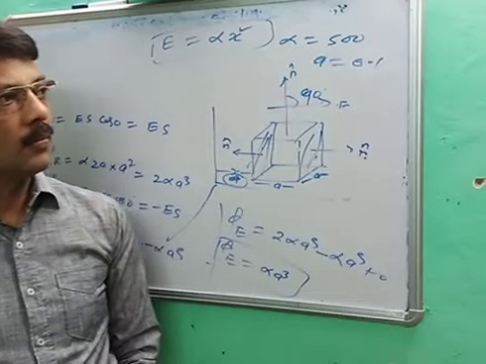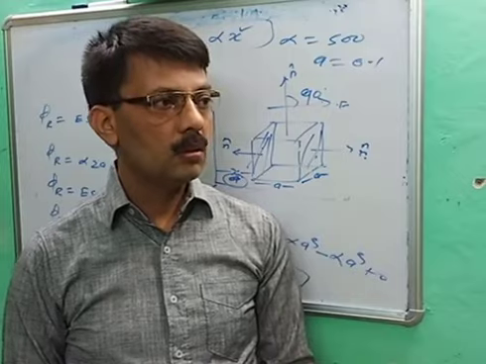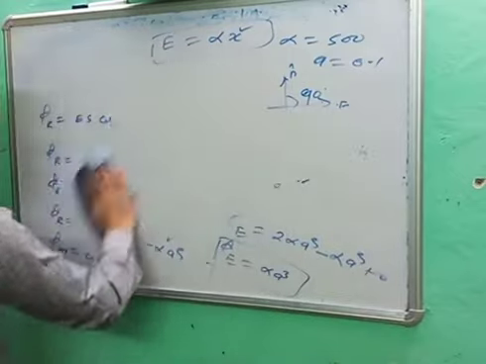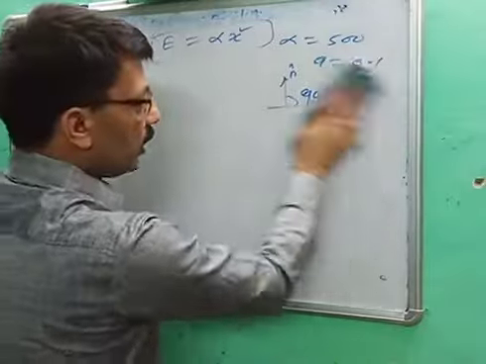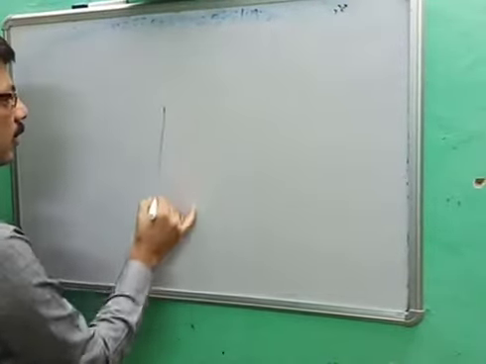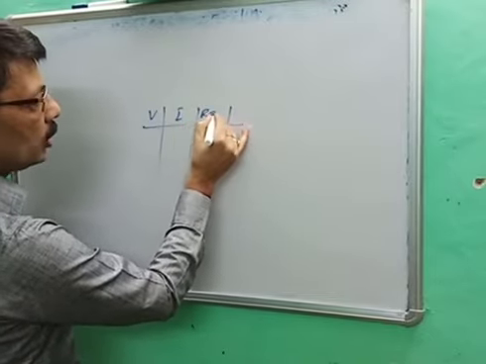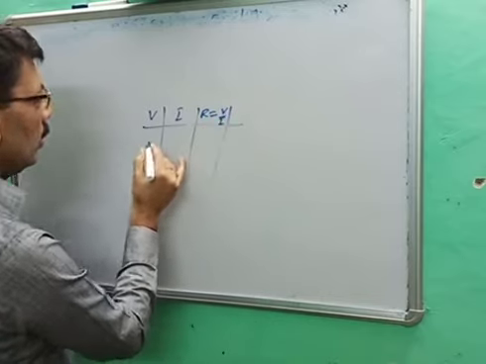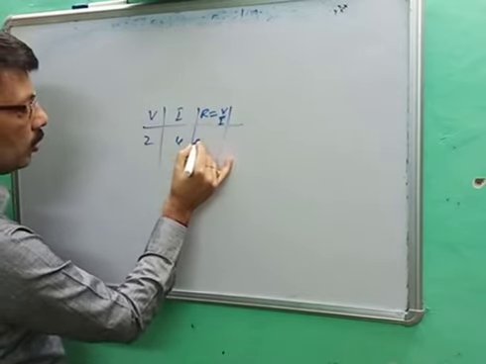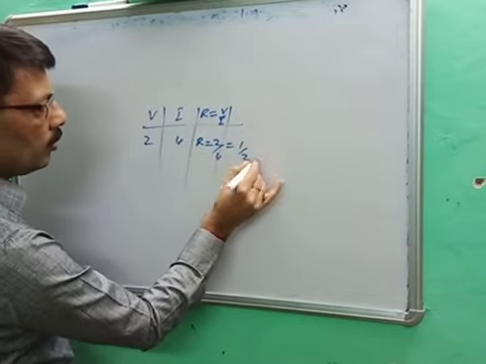Students, in the previous lecture we discussed the verification of Ohm's law, and we noticed the graph between V and I, and the data was given like this. That was V, that is I, and R is equal to V upon I. Let's suppose V is 2, I is 4, R is equal to V upon I, 2 by 4 is equal to 1 by 2.